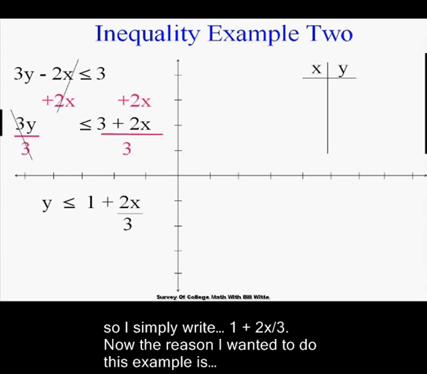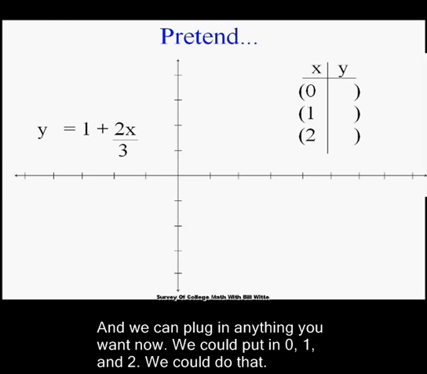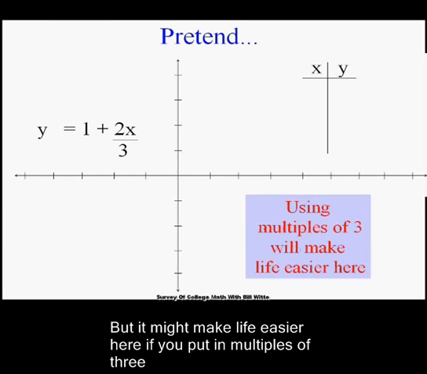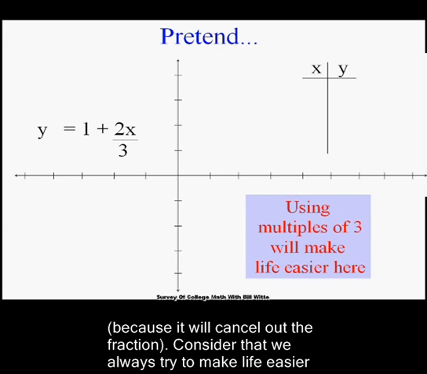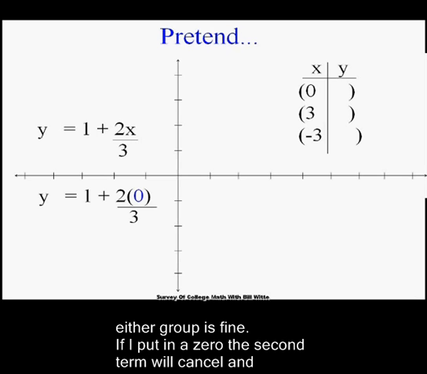Now, the reason I wanted to do this example is, of course, we're still going to pretend it's equals. I want you to think what you're going to put in. You can put in anything you want. We could put in 0, 1, and 2. But it might make life easier here if you put in multiples of 3, because it'll cancel out the fraction. So just consider that. Always try to make life easier for you. You'll have less errors. So I'm going to put in 0, 3, and negative 3. I could put 0, 3, and 6, but either one is fine.